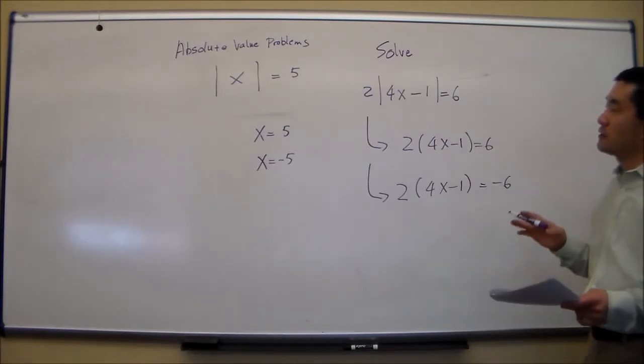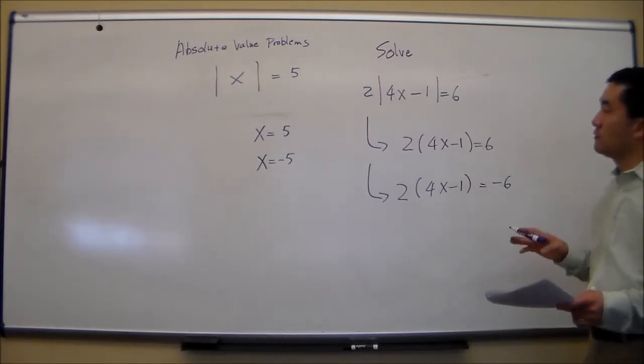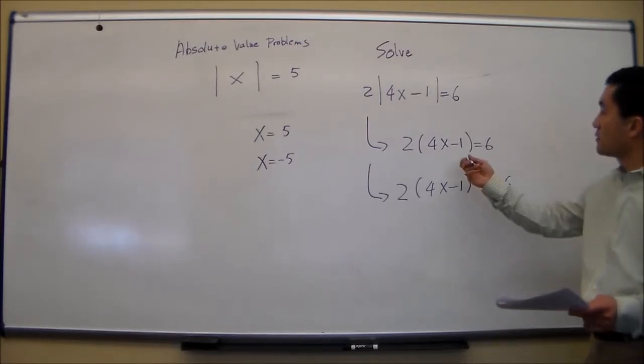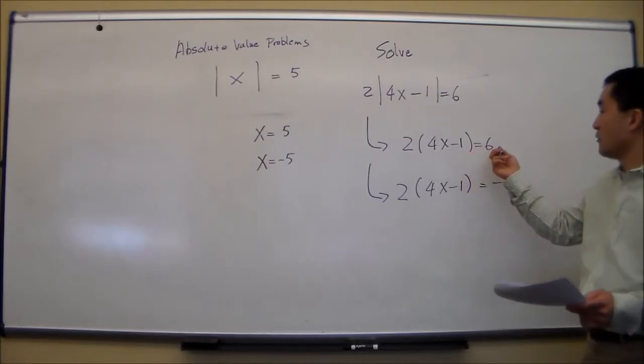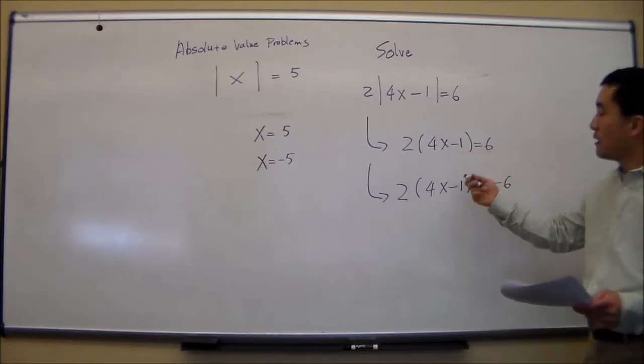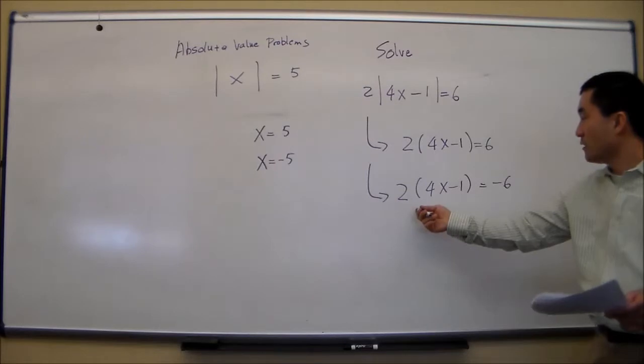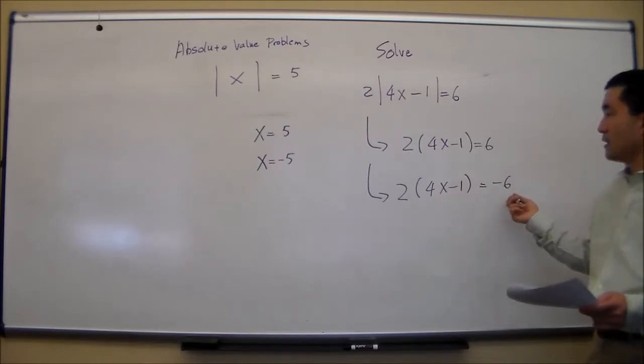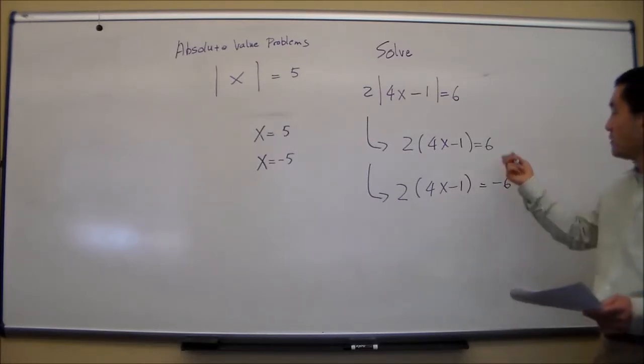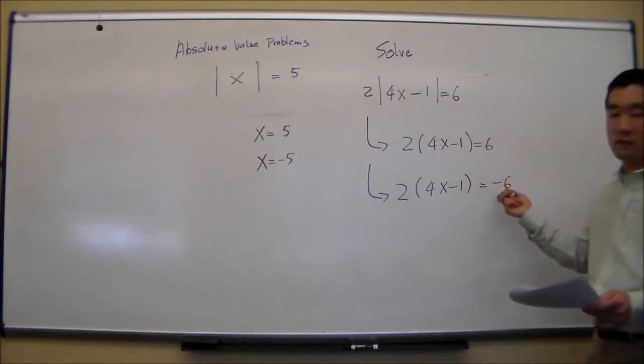So if you see an absolute value sign problem, you're going to have to do 2 specific things. One is leave it as a positive number over here on the right-hand side. The other one is do the same thing except make the right-hand side number a negative number, and then solve these individually, separately.